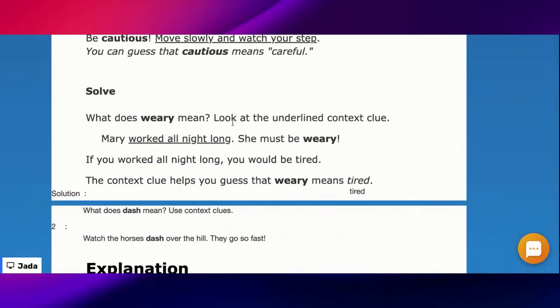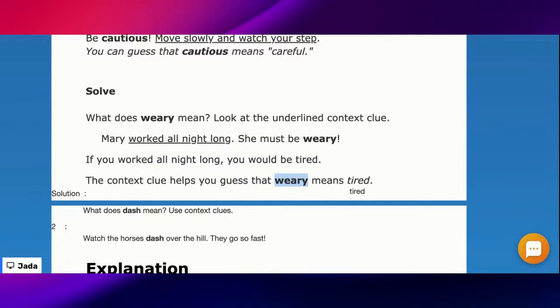What does weary mean? Look at the underlined context clue. Mary worked all night long. She must be weary. The underlined part tells us that she worked all night, so throughout the night she was working. If you worked all night long, you would be tired, of course, and maybe sleepy. So now, what does weary mean in this sentence? Tired. Weary means she is tired. So you have to always look at the clues to be able to figure out the words.